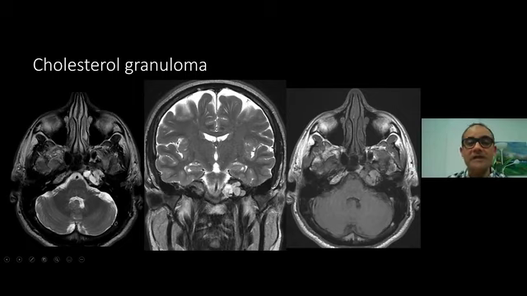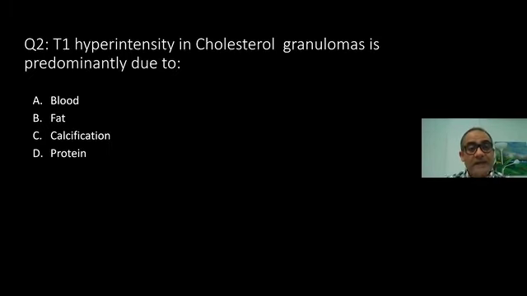And that will lead us to the next question, number 2. The T1 hyperintensity in cholesterol granulomas is predominantly due to blood, fat, calcification, or protein? Well, we've got some split of the answer. And by the way, this question is for those who are in residency training in radiology. It's a very common question that comes up in exams. And actually the correct answer is blood.